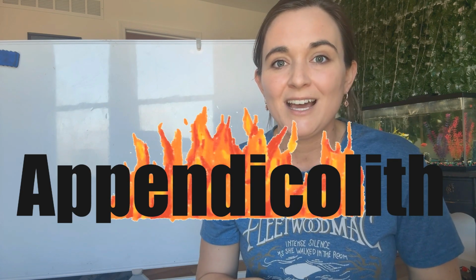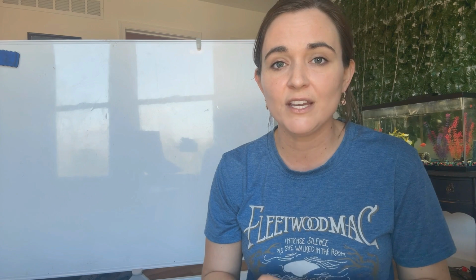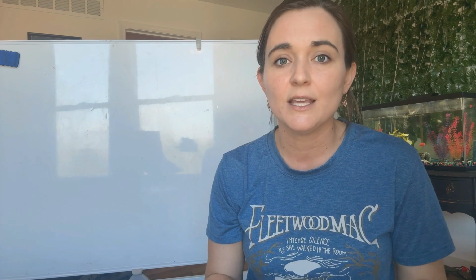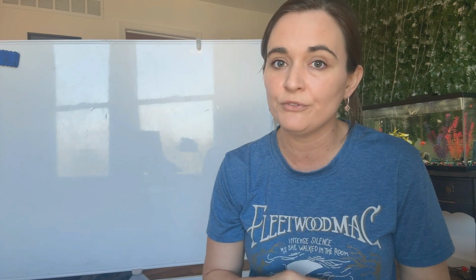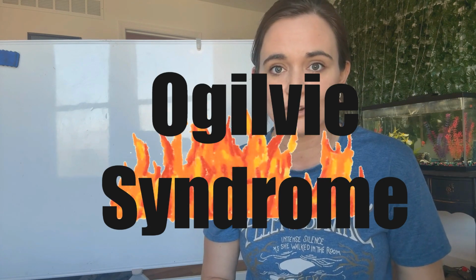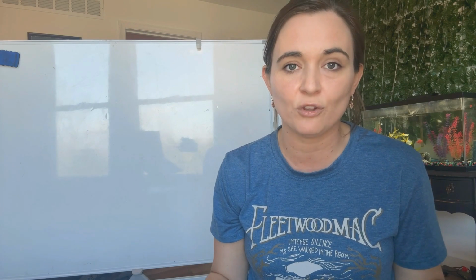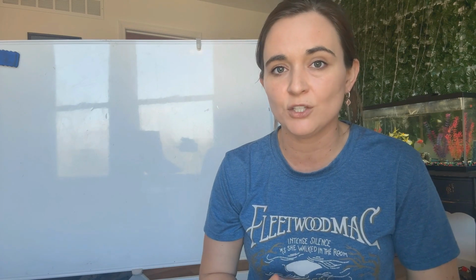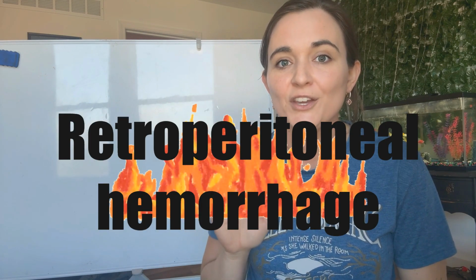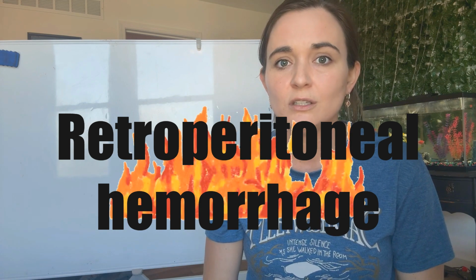Number 3, appendicolith. A calcified stone in the appendix. Pair this with right lower quadrant pain and it's appendicitis until proven otherwise. Number 4, Ogilvie syndrome. Massive colon dilation without a physical obstruction. This is common in ICU patients. 5th, retroperitoneal hemorrhage. Missing psoas shadows and a patient on blood thinners, that's a code red. These aren't just test questions, they're landmines in real practice.